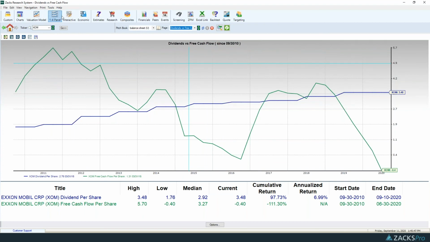But out of all the charts that we viewed here today, those are also available in the web-based application, the web-based platform called the Zacks Advisor Tools.